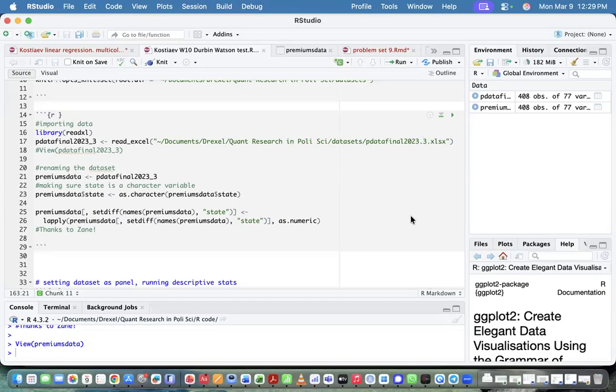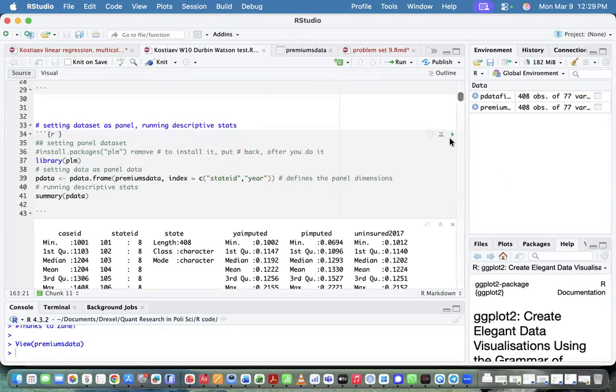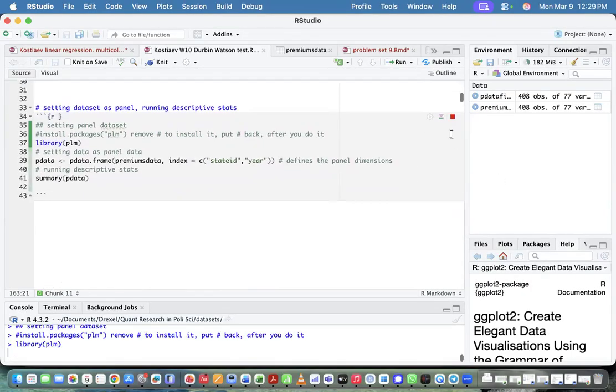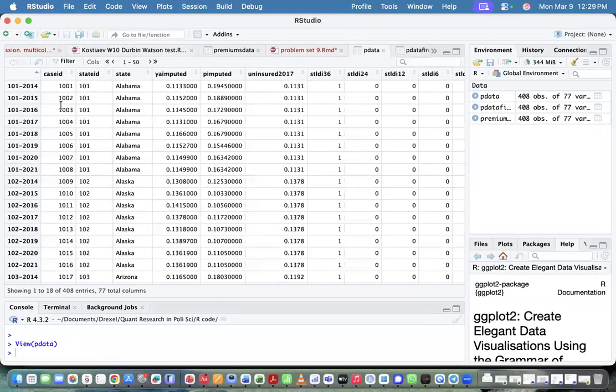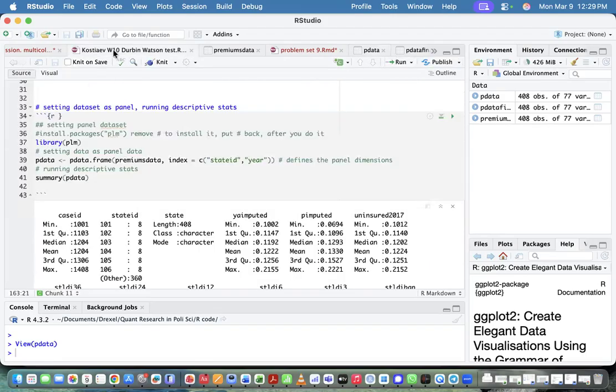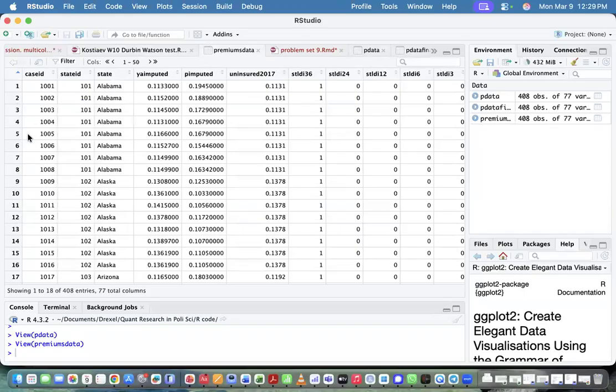Okay, so we just imported the data. Then we have done it last week. We set up data as panel, and as we can see here, this indicates that each year corresponds to a particular observation. And again, it's different than this.